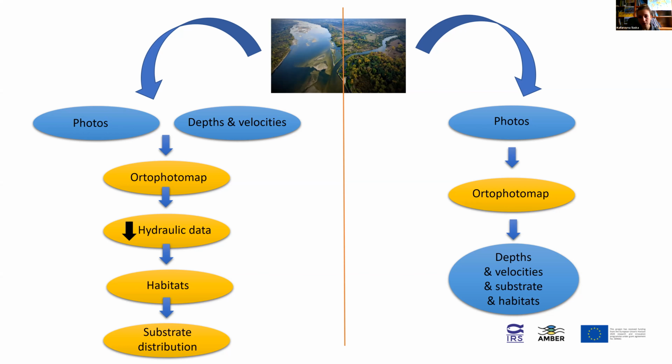In small rivers, we also have to go to the field and take photos from a drone. Then in the office, we gather them into one orthophoto map, and this way is shorter because then we take this orthophoto map, go to the field and take the data about depths, velocities, substrate and habitats.